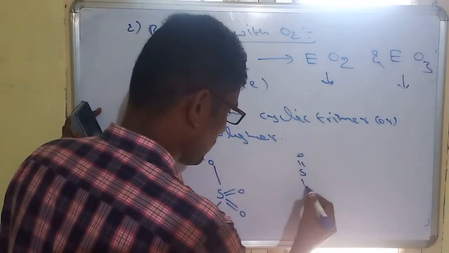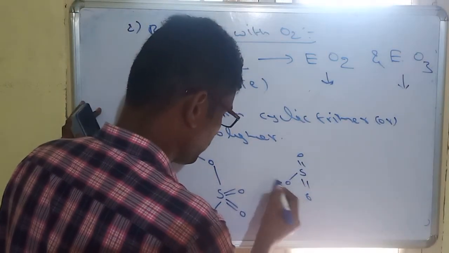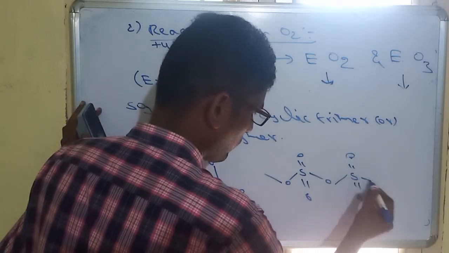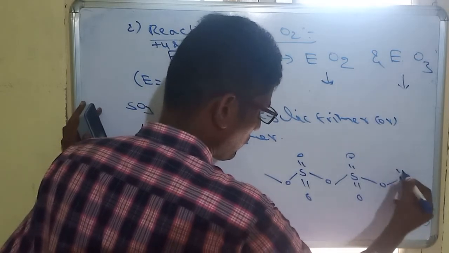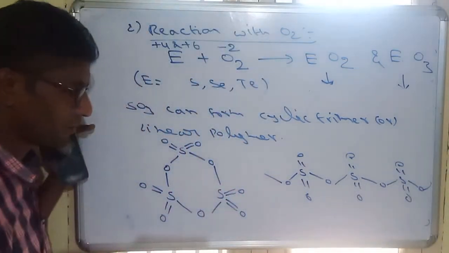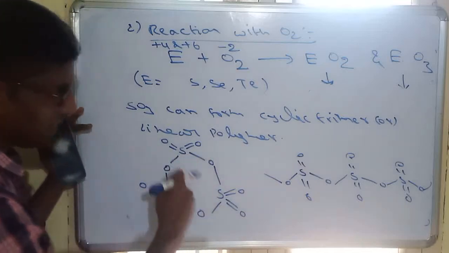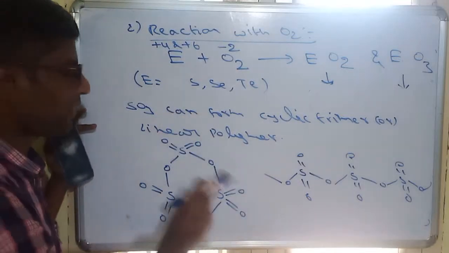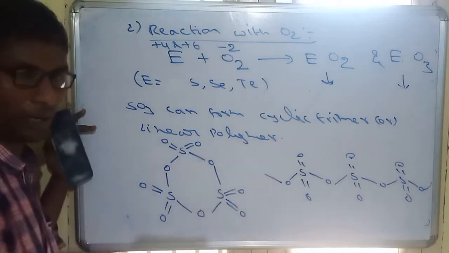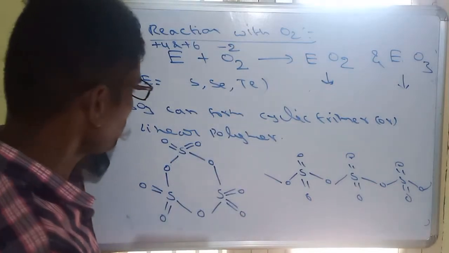So like this it will form a linear chain, either a linear polymer or a cyclic trimer. So in solid state SO3 can exist as either a cyclic trimer or a linear polymer.